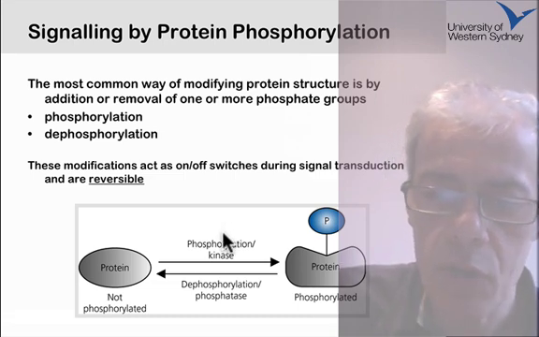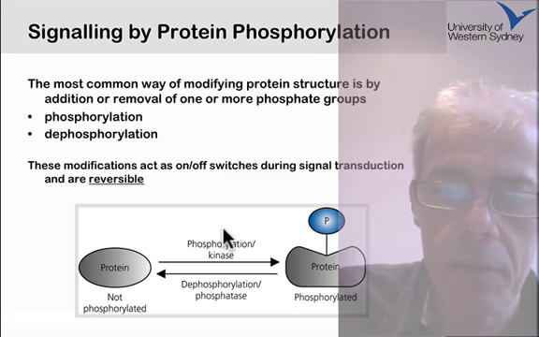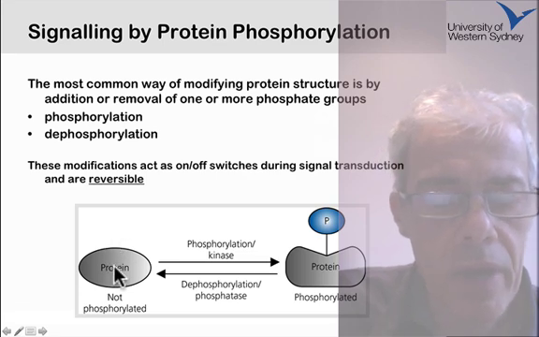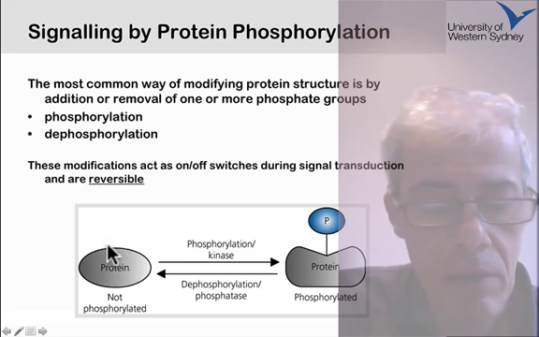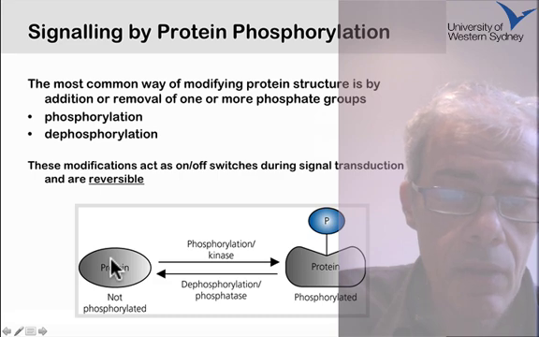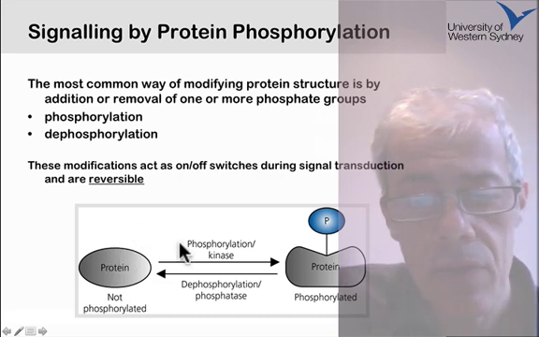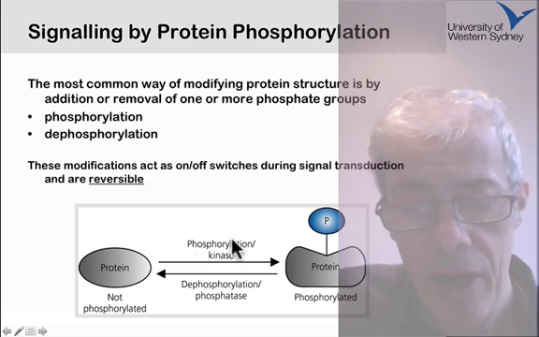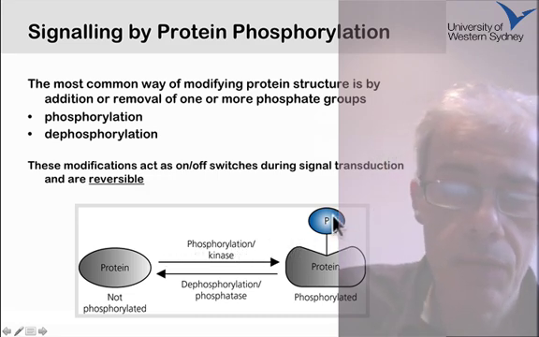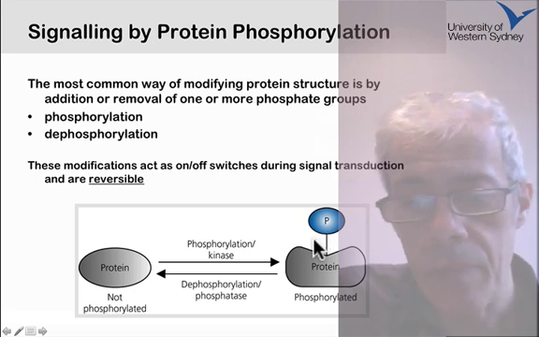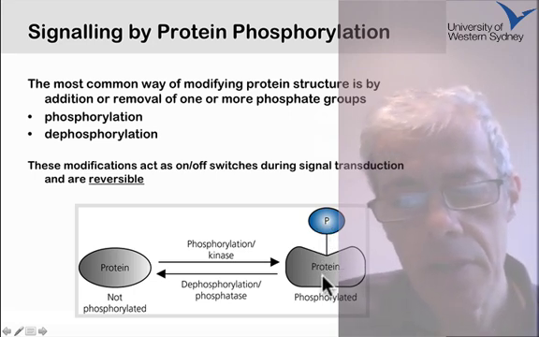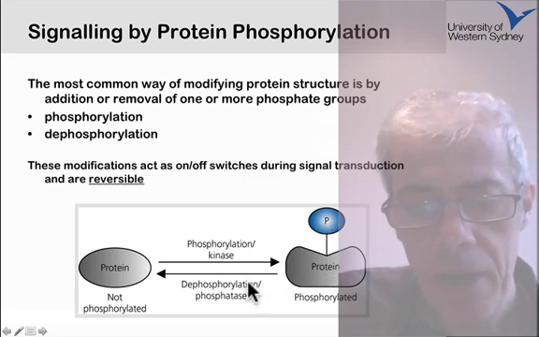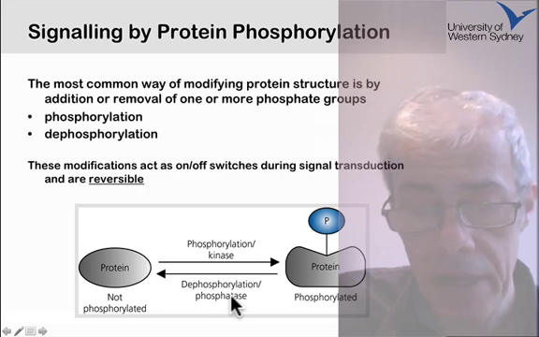So rather than having to make new proteins, the cell can modify the behavior of an existing protein. So in this little schematic here, we have a newly synthesized protein, or a protein that exists in the cell, and through the action of a kinase enzyme, this protein can be phosphorylated. So here we have a protein with a phosphate group attached to it, and conversely, a phosphorylated protein can be dephosphorylated by an enzyme activity called a phosphatase.